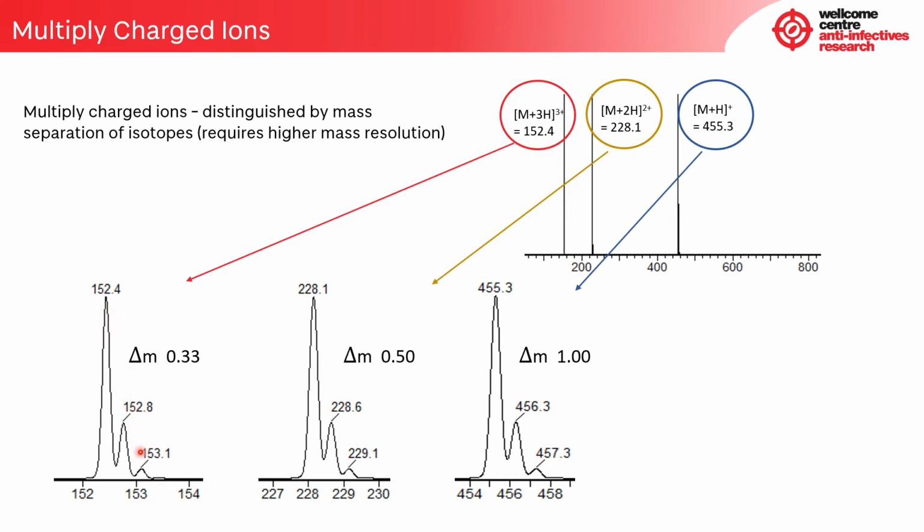of a mass unit. One thing to note is the mass resolution, which is discussed in the next talk and is in effect a measure of the peak width, needs to increase as the number of charges on an ion increases in order to be able to distinguish the isotope peaks which are closer together. To summarise, the charge state of an ion can be determined by the mass separation of the isotope peaks.